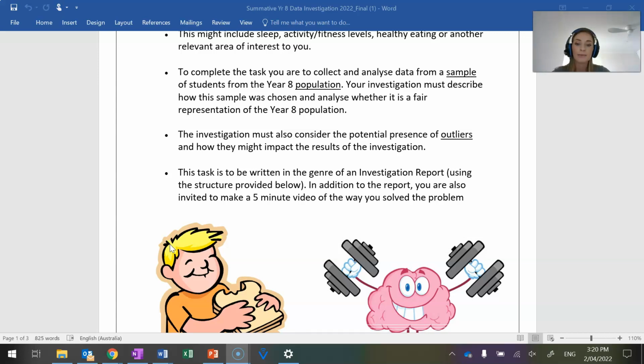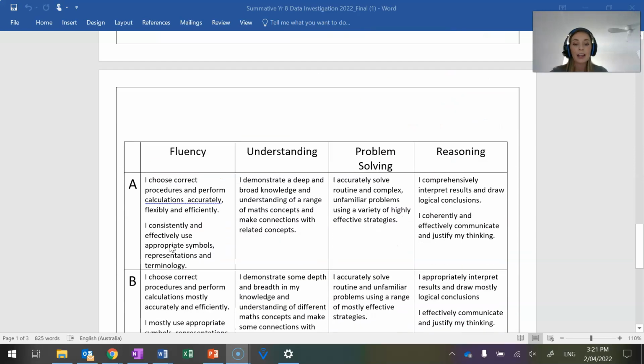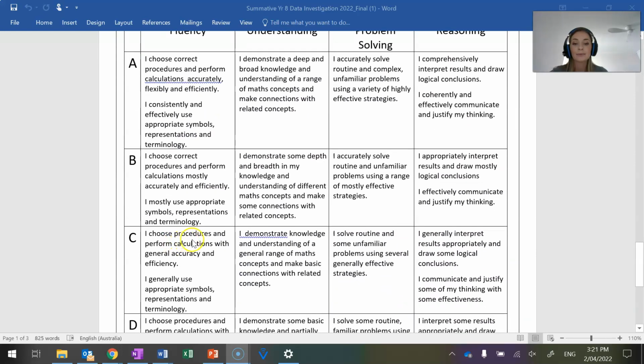So like I said before, you must write this in the genre of an investigation report, and I'm going to go through that outline and that structure with you now. You can either type this or handwrite it for me. I don't mind, but you need to make sure that it is in the format of an investigation report, okay? And your rubric is here.